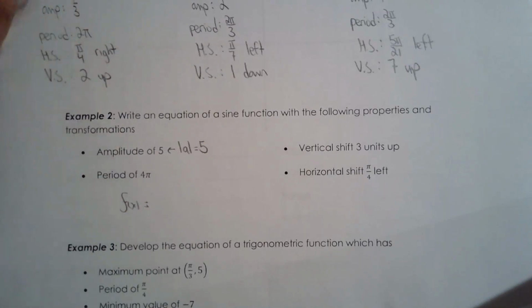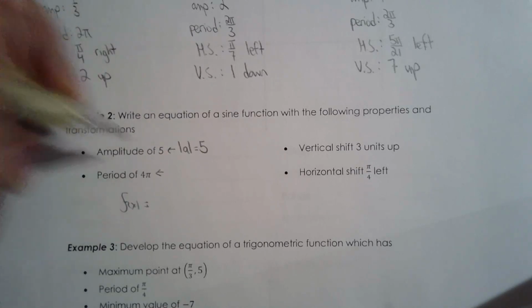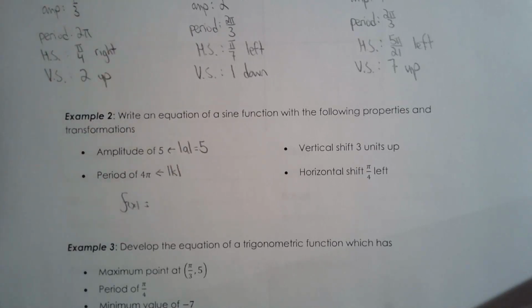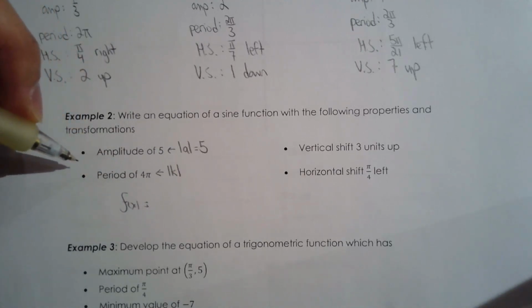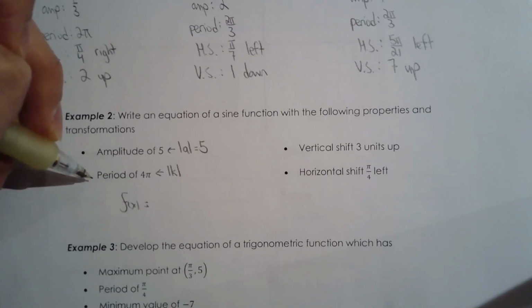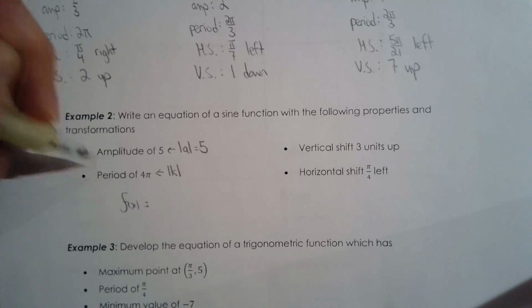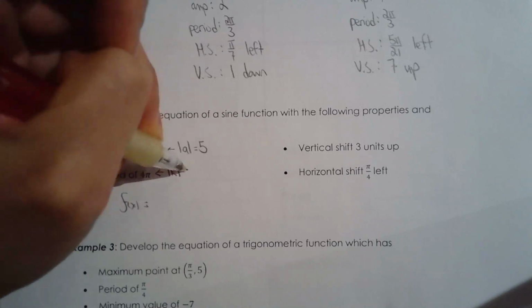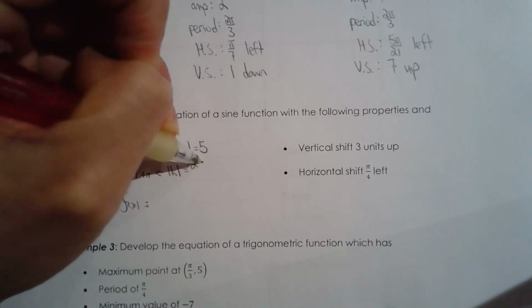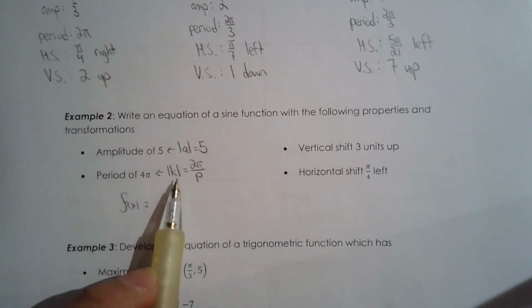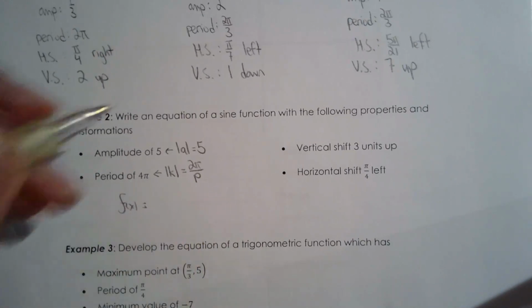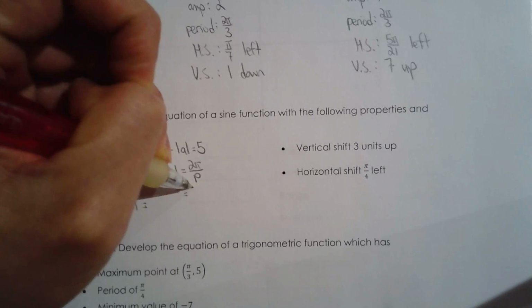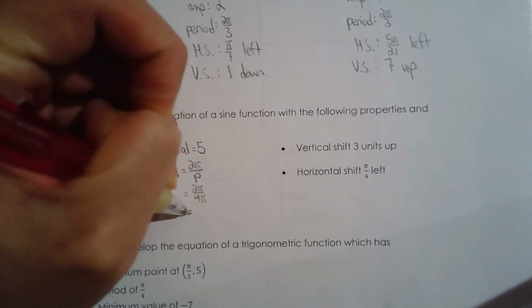Now if they told me that the period is 4 pi, that's basically telling me what the k value is. We see on the first page that the period is 2 pi over the absolute value of k. So we can rearrange that equation. This is 2 pi over the period, right? We just rearrange the equation on the first page here. So since the period is 4 pi, guess what? The k value is half.